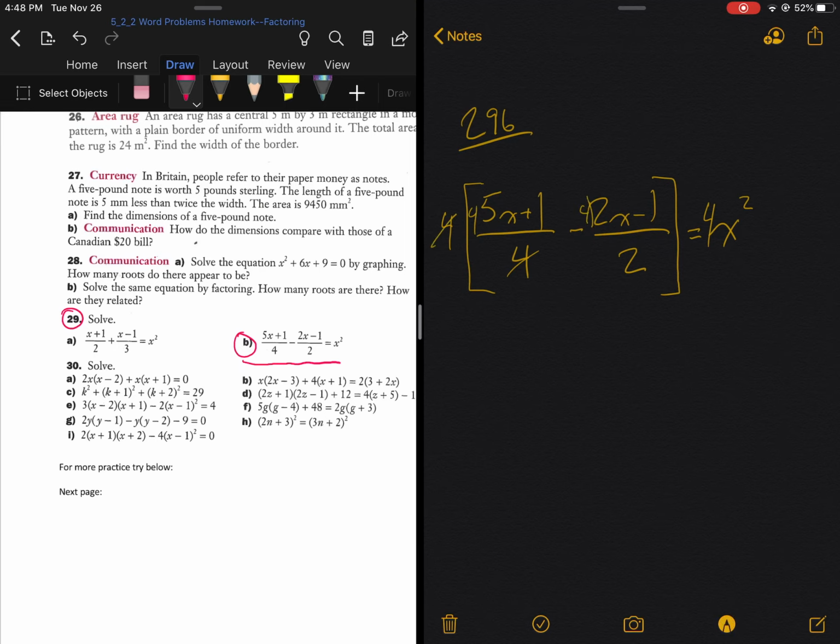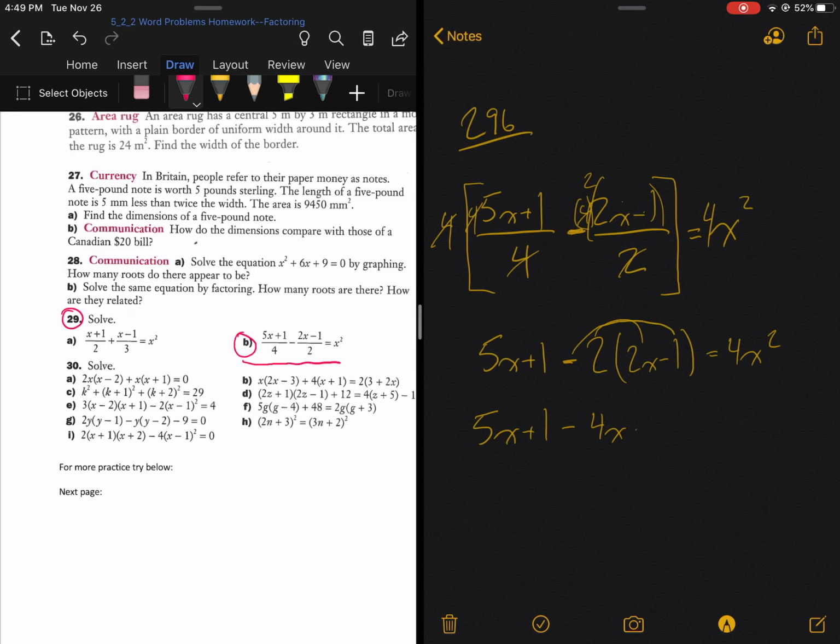So we have 4 multiplied by this, right? And that 4 goes to both. 4 gets crossed out there, and this 2 gets crossed out there. So we end up with 5x + 1 minus, now the minus acts on everything. This minus here acts on the 2 and this minus 1. So minus 2 times everything, by the way. So let's just say minus 2 times (2x − 1) equals 4x².